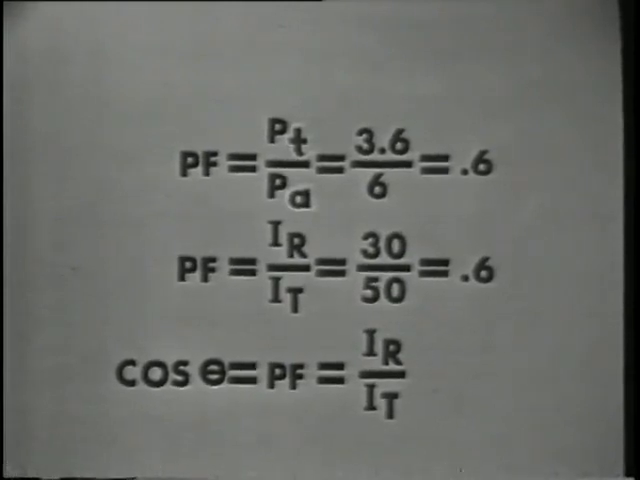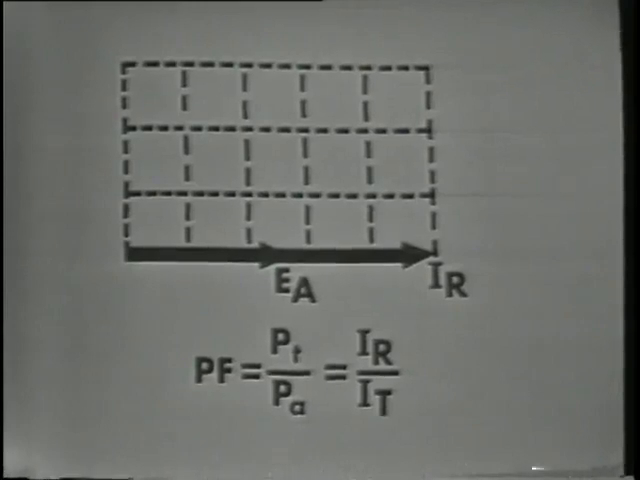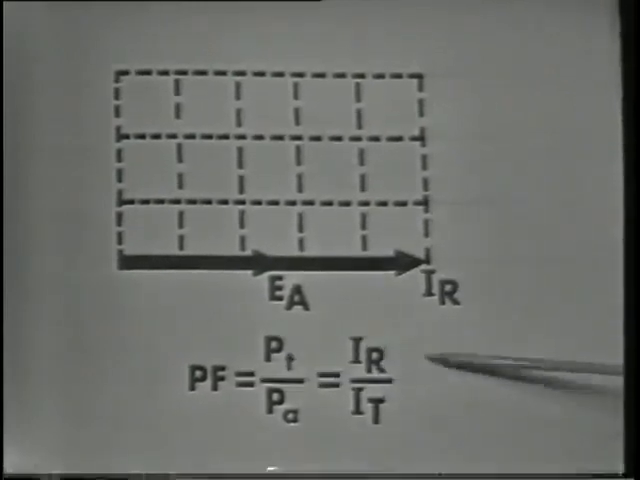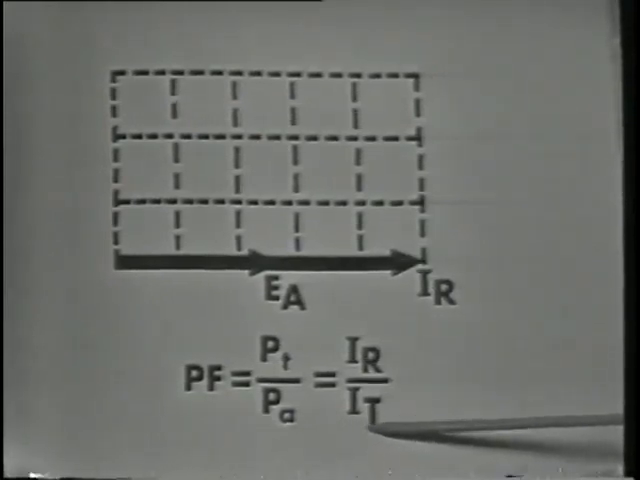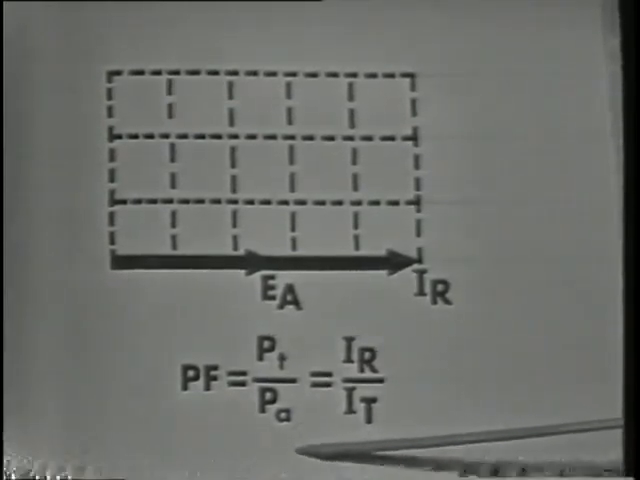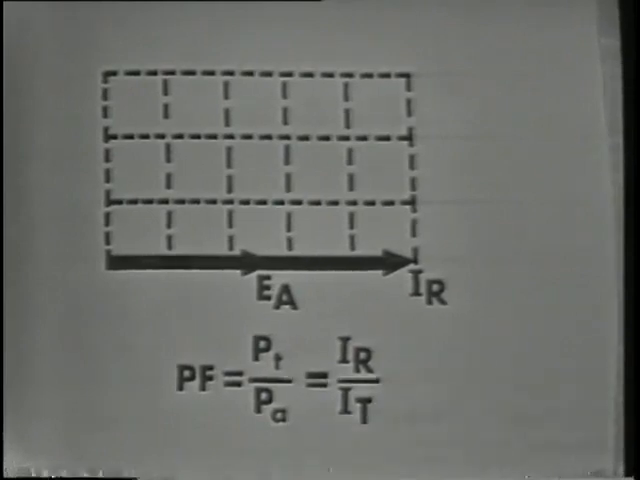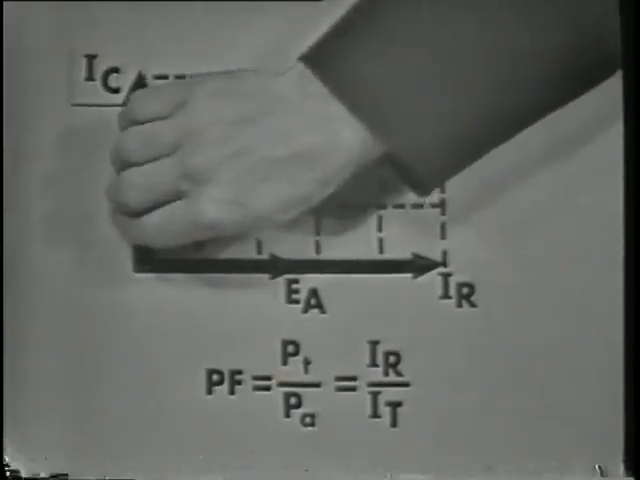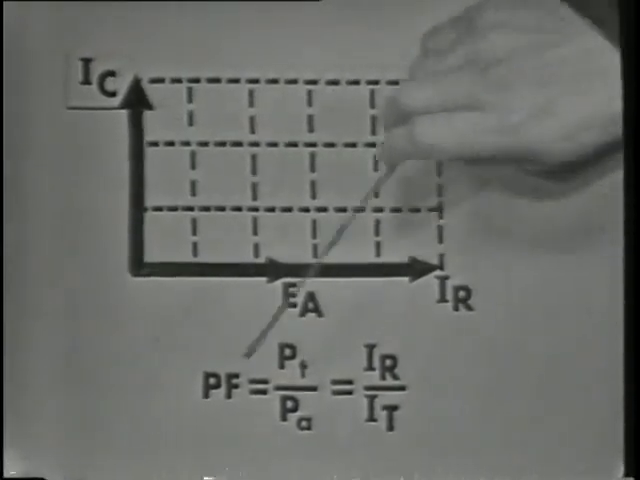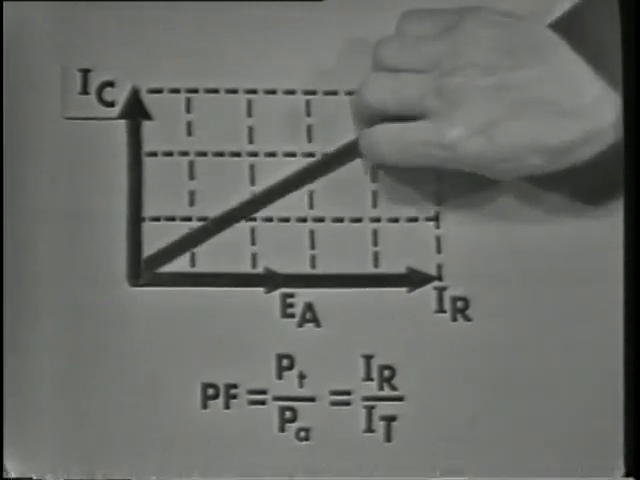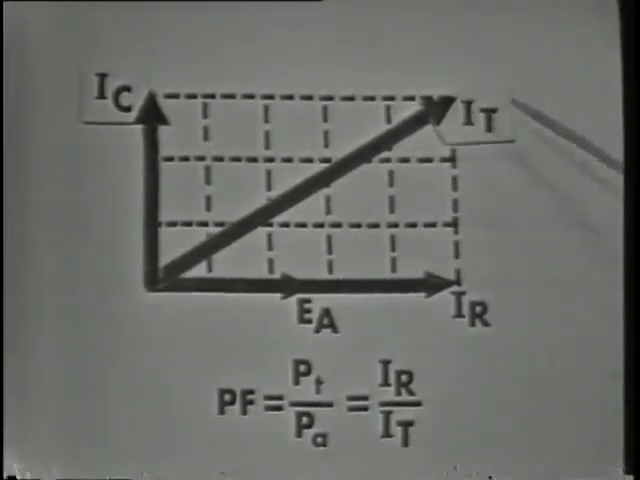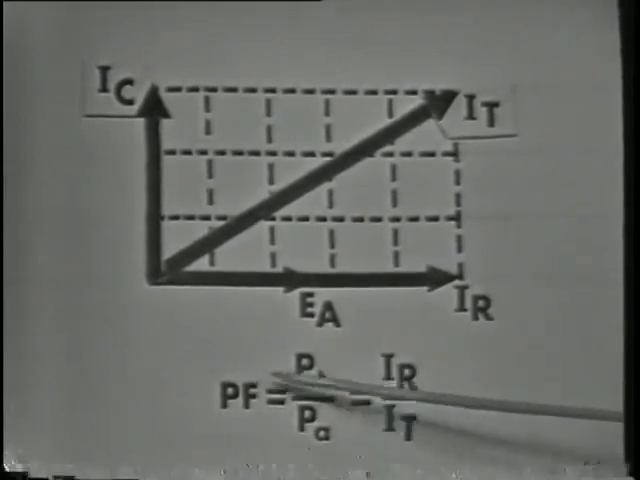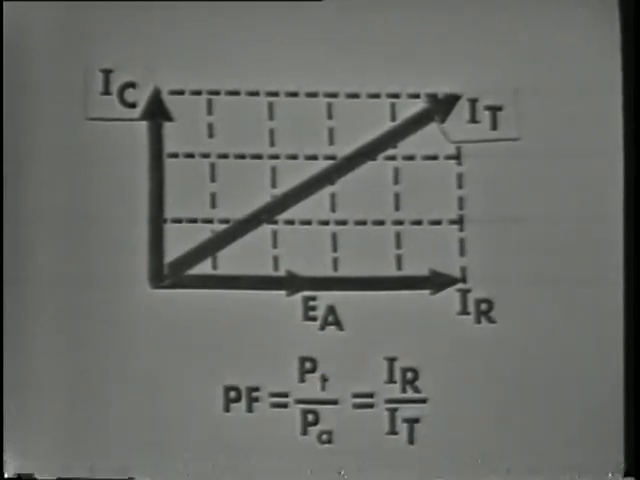For example, if the circuit were purely resistive, the power factor would equal 1, because IR would equal IT, and the true power would equal the apparent power. But if a reactive current were introduced, or if the reactive current were increased, then total current would increase, angle theta would increase, and the power factor would decrease. Of course, apparent power would increase also, causing the power factor to decrease.